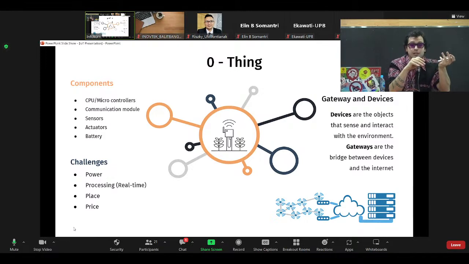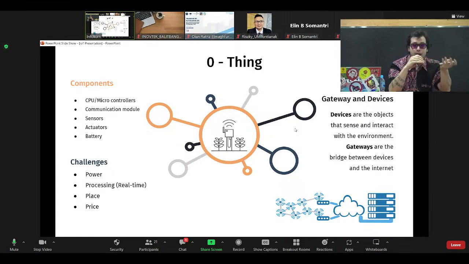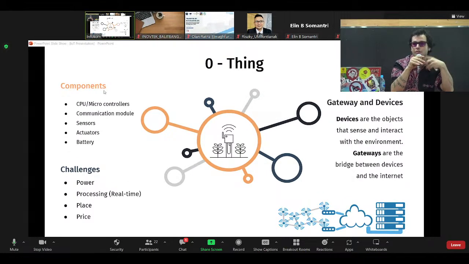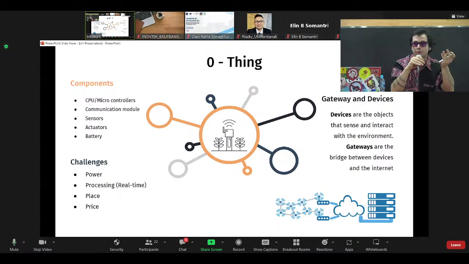Then you have the place. Where are you going to install your device? It's going to be in a house, on a building, or on the field, and that changes your design. And finally you have the price. You can have the best device in the world, but if it's too expensive for what it needs to do, nobody is going to buy it.